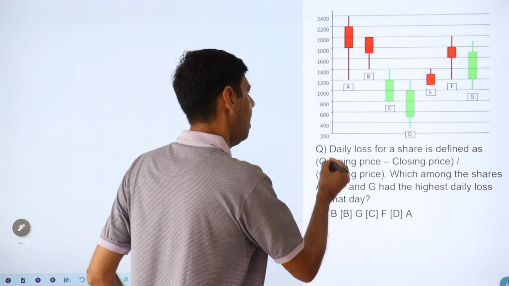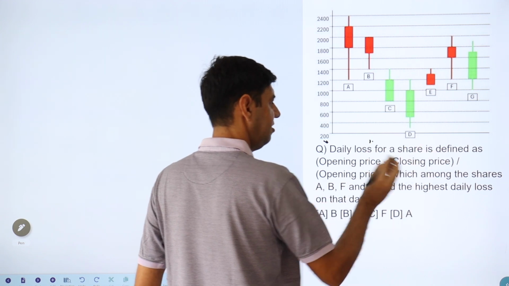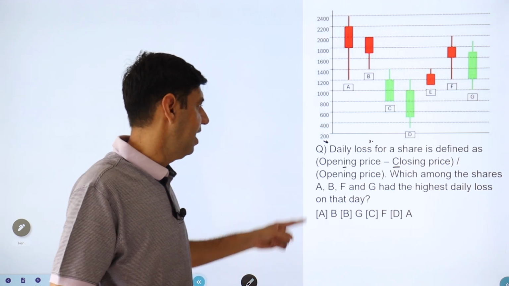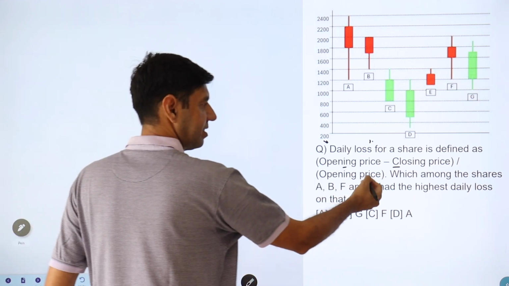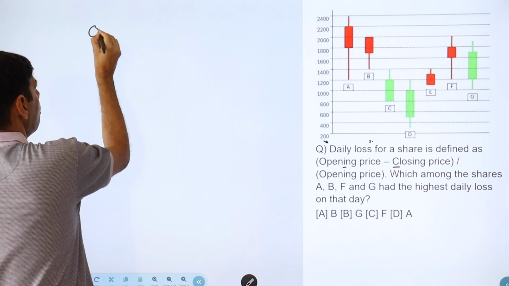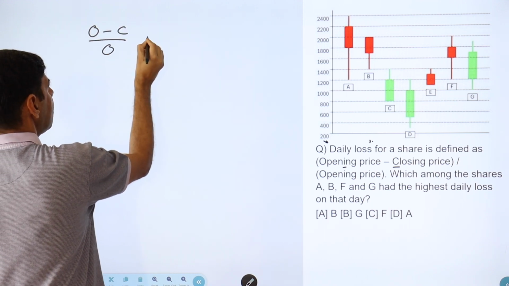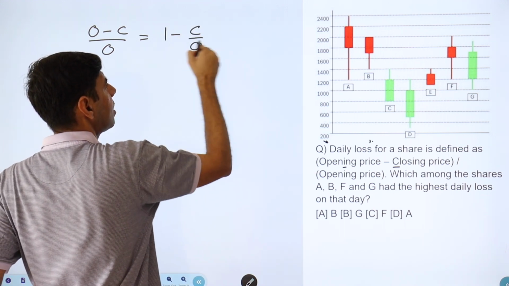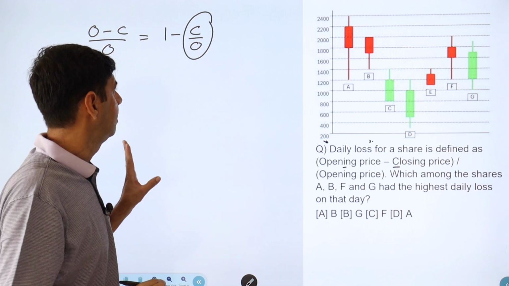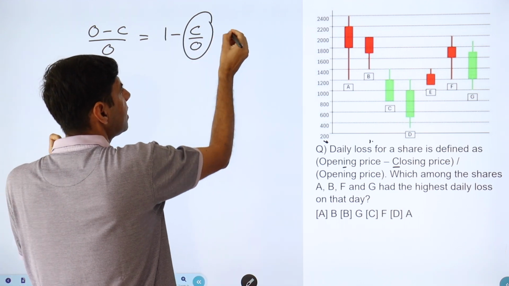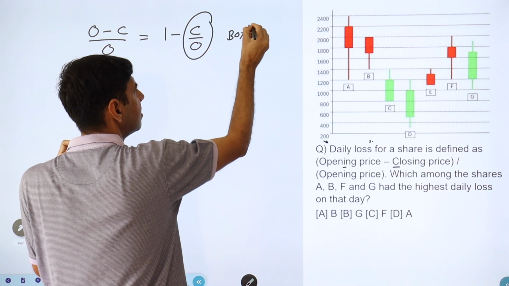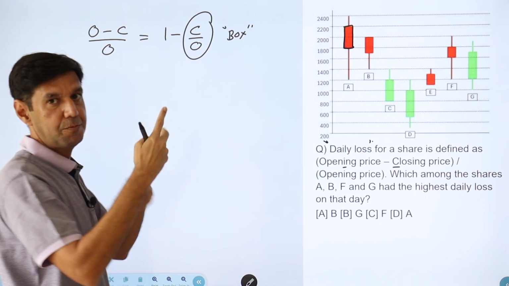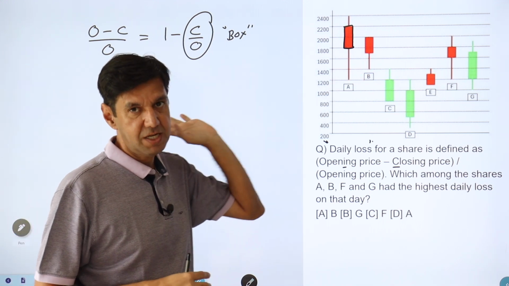For this question, a new term called daily loss is defined, and the daily loss is opening price minus closing price divided by opening price. So if I just change this, open minus close divided by open, I'll just change it to 1 minus close by open. So now I'll focus on this close and open. Both these close and open are related to that box. If I talk of this as a box, which is open or closed depends upon the upper one or the lower one, depends upon the color of the chart.